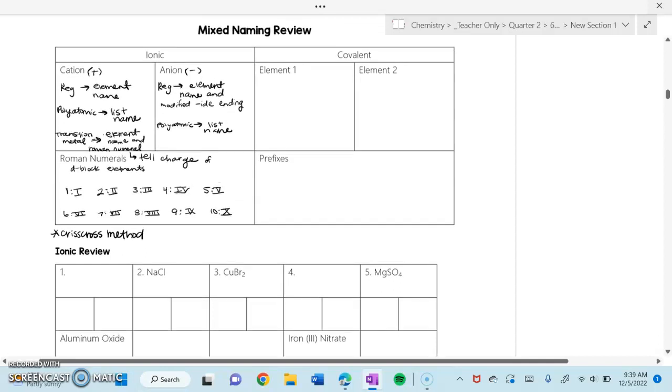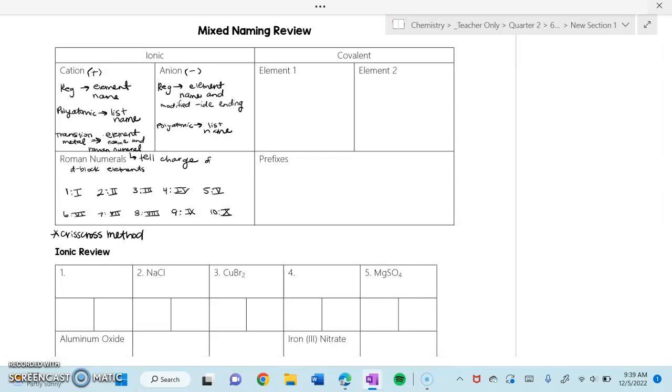For covalent compounds, we don't have ions, so there is no crisscross method and charges. Instead, we are only focusing on what are called binary covalent compounds. So they have 2 elements. As we've already seen, some covalent compounds have 3, 4, 5 different nonmetals in them. We are focusing on just naming binary, 2-element covalent compounds.